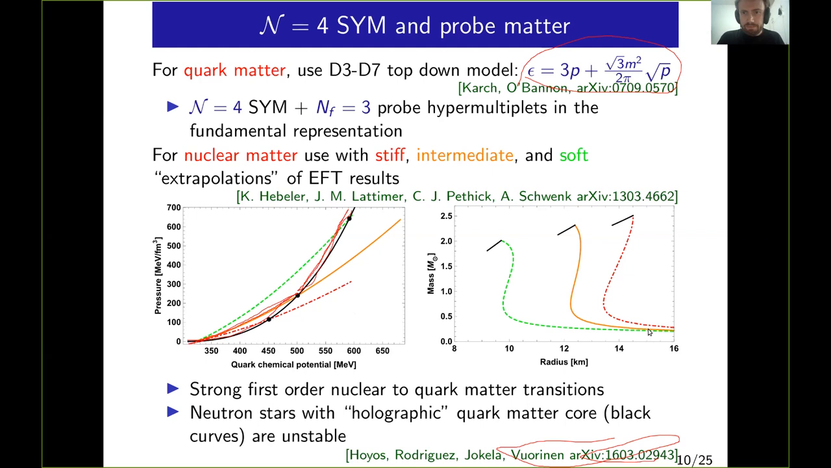These show the radii of the neutron stars as a function of mass, or the other way around, for these three different constructions with three different nuclear matter models. And these colorful curves are stars which only include nuclear matter, so no holography at all. But if you go to very high masses, you encounter stars, which are these black curves here, which also have a quark matter core coming from the holographic model. One thing which you can see is that the first order nuclear to quark matter transition, when you match these models, turns out to be very strong. And because of this, these neutron stars with the holographic quark matter core, which are the black curves in the figure, turn out to be unstable.